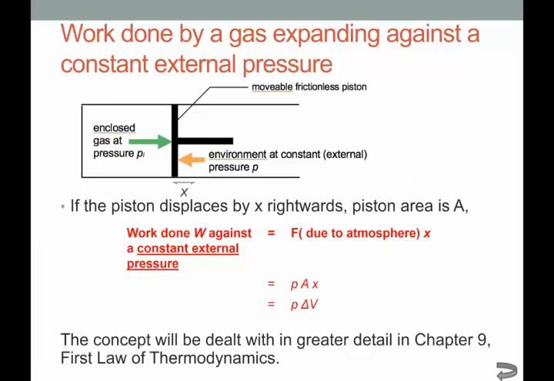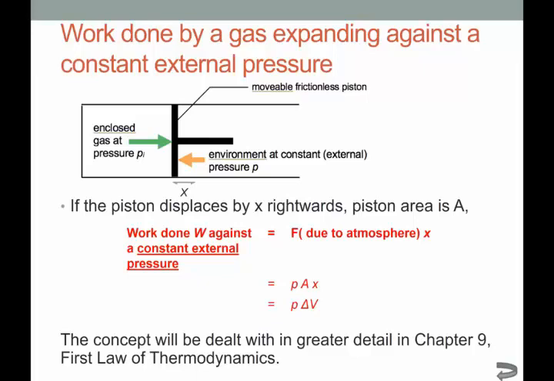Let us consider the work done by a gas expanding against a constant external pressure. Let's imagine a situation of a gas enclosed within a cylinder and a piston at a pressure P. The environmental pressure is a constant value of P. If we apply some heat to the enclosed gas, keeping the pressure at P, then the piston will displace by x to the right.